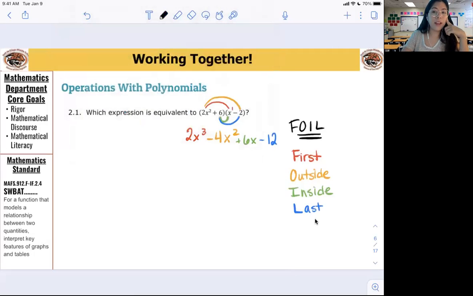Now, do I have any like terms? No. Good. So that's my final answer. If you have like terms, you can combine them. But in this case, there are no like terms, so we leave it.